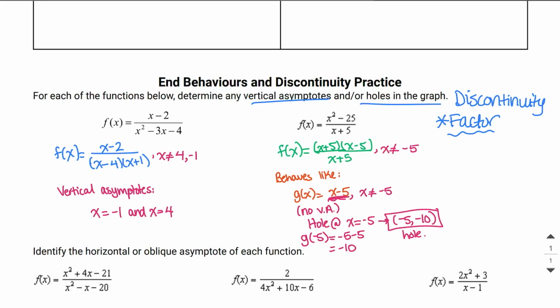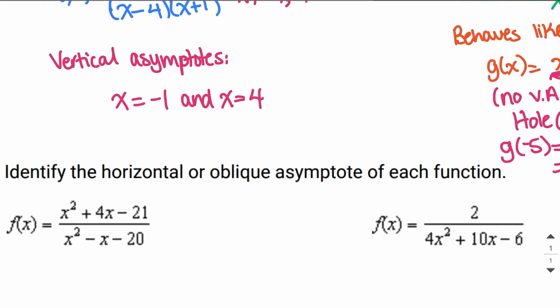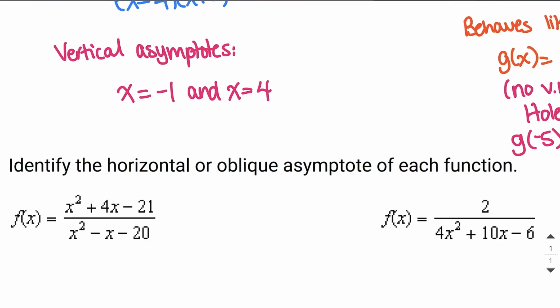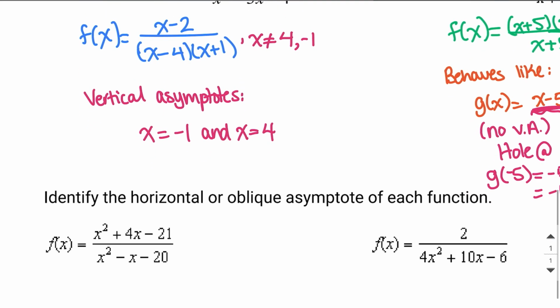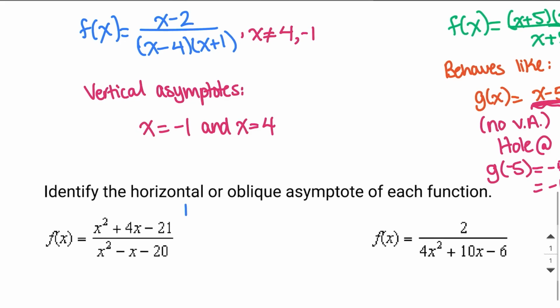So just a reminder that vertical asymptotes or holes in the graph have to do with discontinuity. We're looking at things happening within the graph. In the next set of questions, it asks us to identify the horizontal or oblique asymptotes of each function. Well, our horizontal or oblique asymptotes now is referring to end behaviors. How do my graphs look on the ends of our graph? For large values of x in the positive direction as well as in the negative direction.